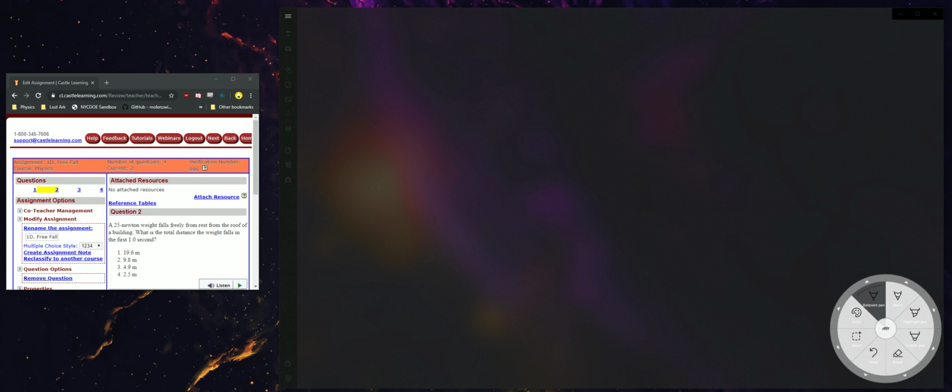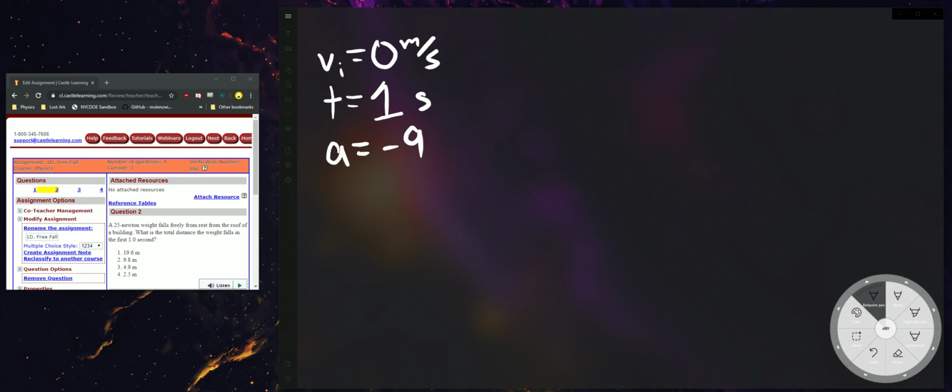So it says falls freely from rest. And so you know your initial velocity is 0 meters per second. And what is the total distance the weight falls in the first 1 second? And so you know your time is 1 second. What else do you know? Because it's falling, we know that acceleration due to gravity is negative 9.8 meters per second squared. All right, so they want to know what your total distance is. And for the most part, we're always going to assume this is displacement, unless stated otherwise.